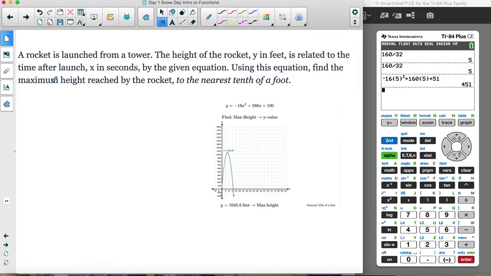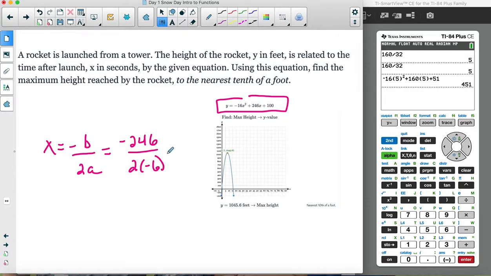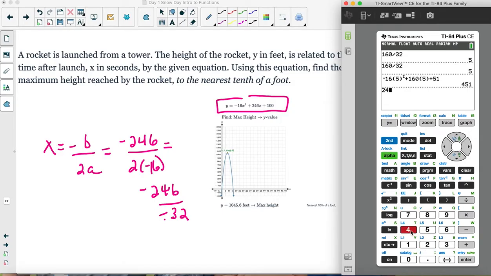So this is, again, the max height. It's a different question. Sorry, my equation's really tiny over here. I didn't grab it so big, but I'm going to do the same idea. I'm going to get that x value. So x is equal to negative b over 2a. In this case, it's negative 246 divided by 2 times that negative 16. So it's that negative 246 divided by negative 32. So 246 divided by 32.